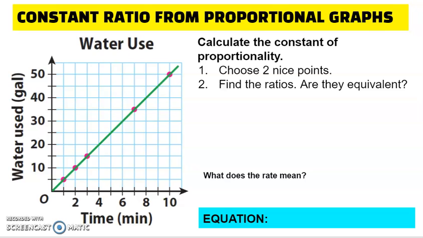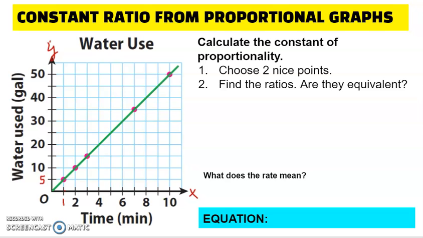When I'm looking at my graph here, the title is water use. I'm looking at my axes, so it's showing me water used over time, right? I'm also looking at my scales. I see that my x axis is counting by 1, but my y axis is counting by 5. I want to keep all of that in mind as I begin thinking about this question.